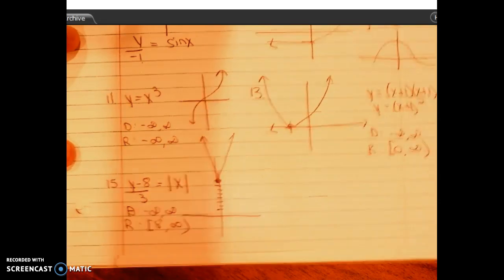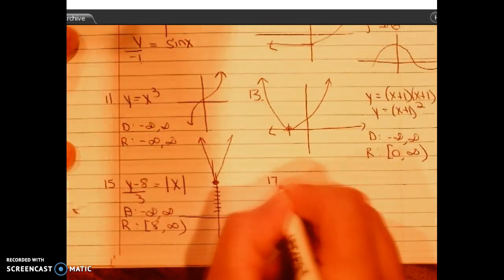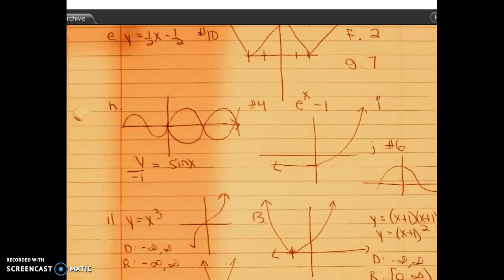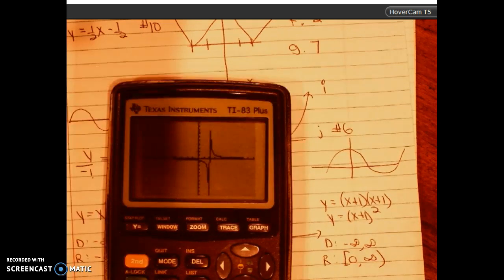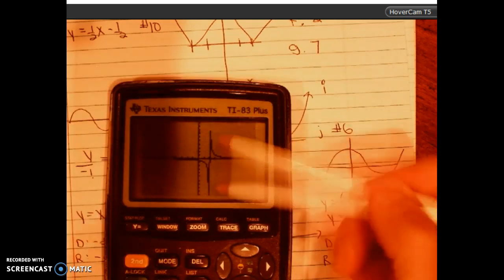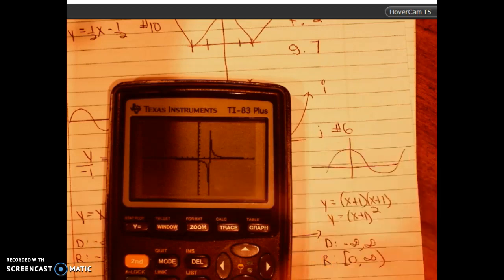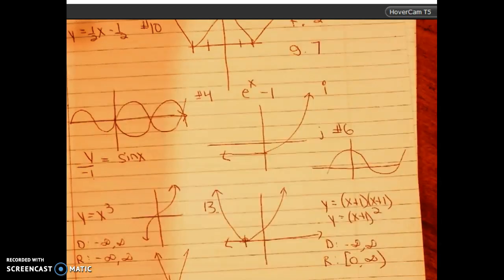Okay, 17, I don't know what this one looks like, so I'm going to pause and plug it in my graphing calculator. Okay, I graphed it in my graphing calculator, not a great visual. I can see it has an asymptote right here.